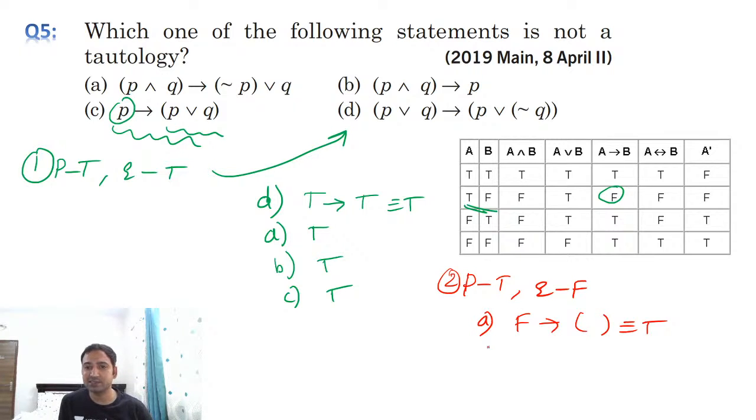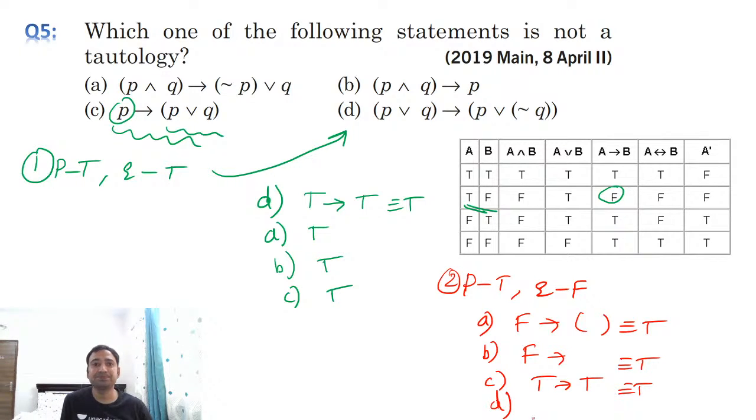So option A is not getting it. Now let's go to option B. Option B is what? False implies anything is true only, guys, as I told you. Next, option C. Option C is what? True implies... how much are we getting? So true implies true. True implies true is equal to true only.